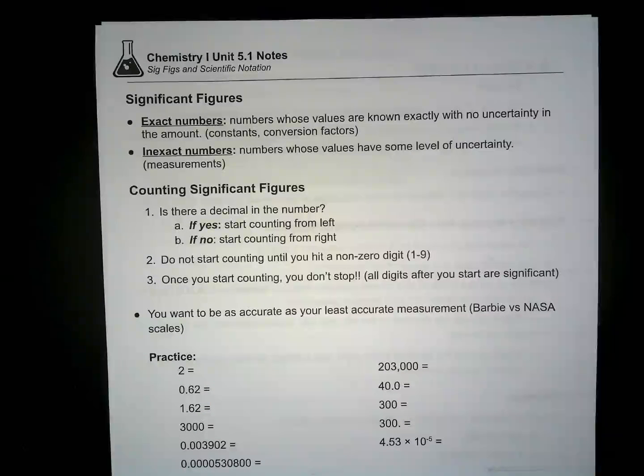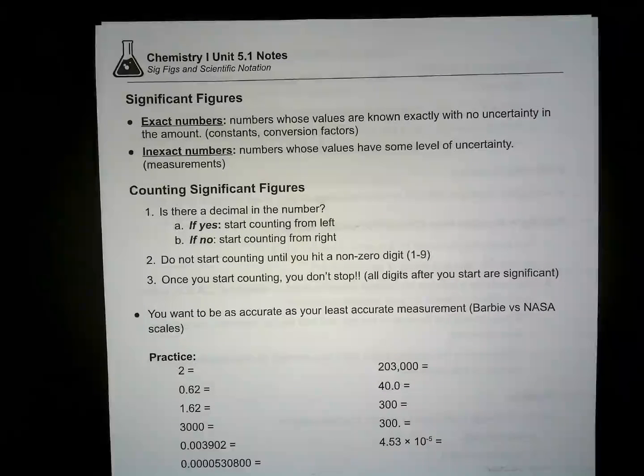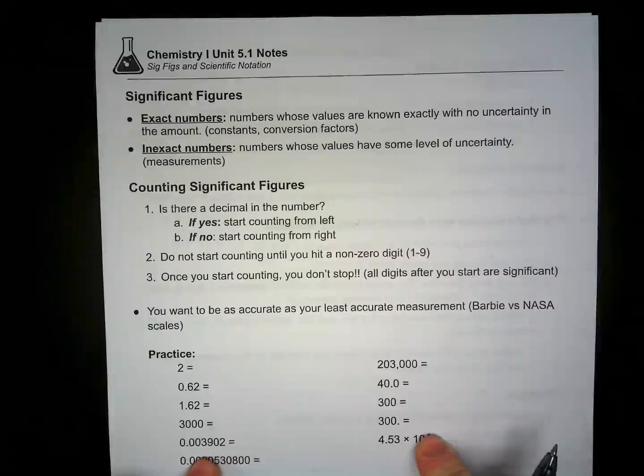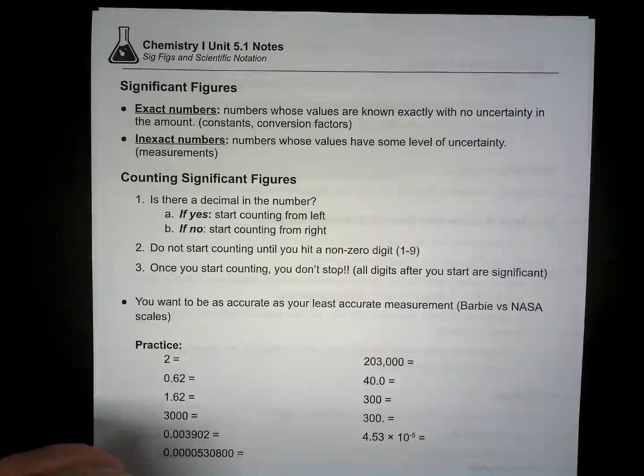This is going to be the video covering Unit 5.1 notes. We're going to be covering significant figures and scientific notation. Okay, so like we've been doing while we've been full remote, this has all been filled out. The only things that aren't filled out are going to be practice problems, which you need to be following along with me and answering along with this video.